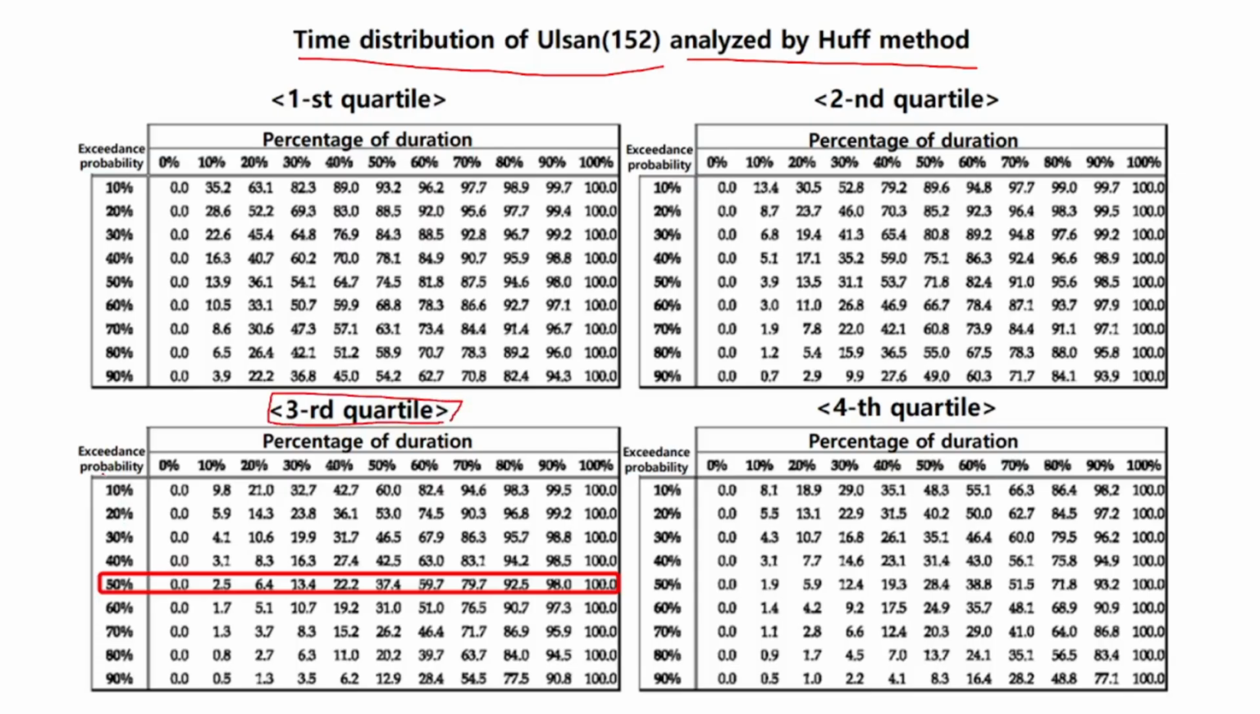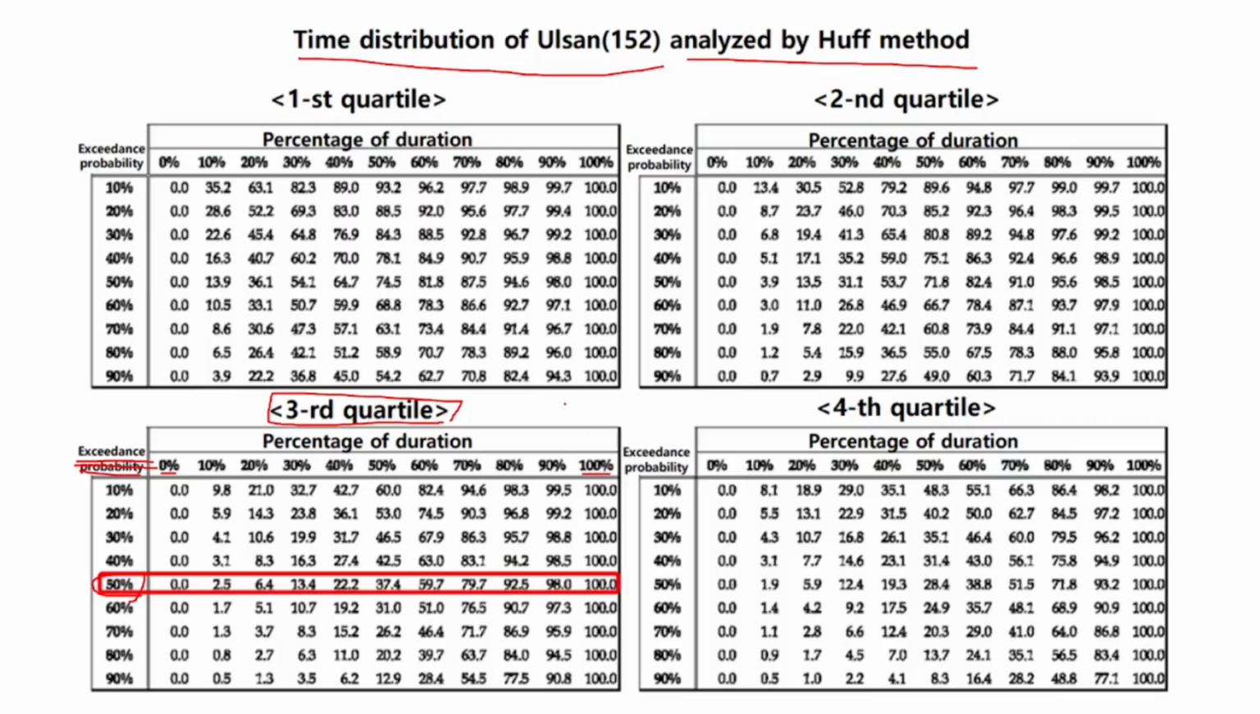And then if you look at here, it says exceedance probability. So what exceedance probability means is the chance for this type of rainfall to happen for this amount of duration. Okay, so for this problem, we're just going to use 50%. So we're just going to assume that this type of rainfall could happen at like 50% of probability. And then for duration, we have from 0% to 100%.